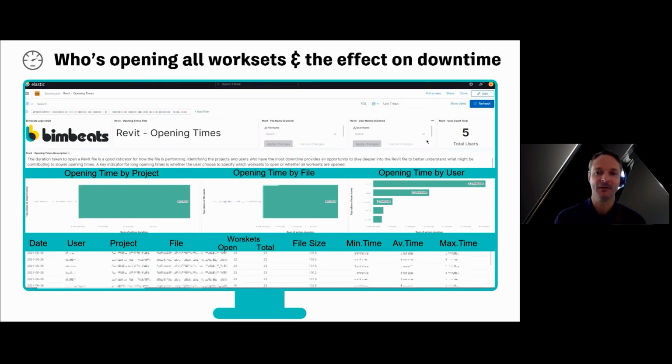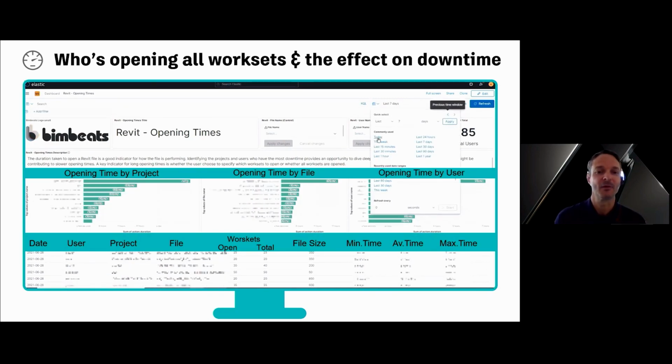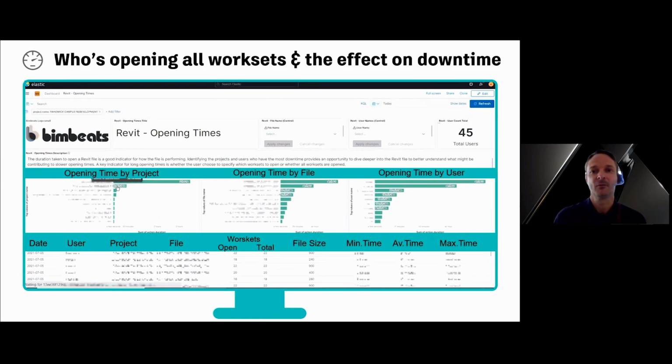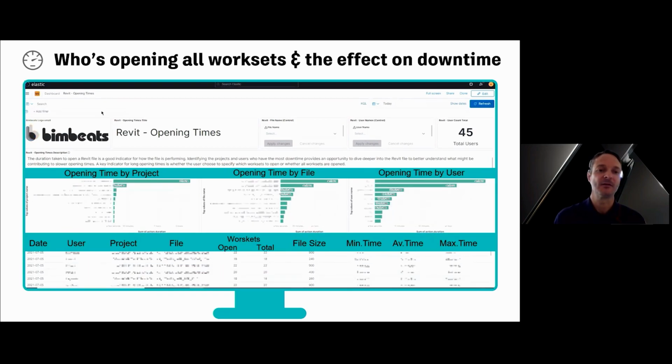But the main reason we found was that it was when users were opening all of the work sets, it was taking up to 30 minutes. Whereas when they were being selective about picking the work sets, generally it would be maybe 5 or 10 minutes. So what this dashboard allows us to do is look at every single project, every single file, and every single user, and understand the time it's taken to open in those files.